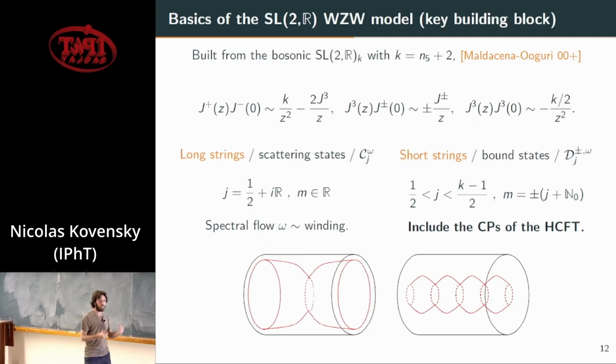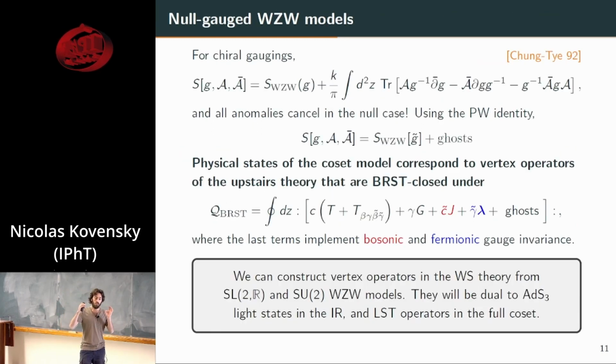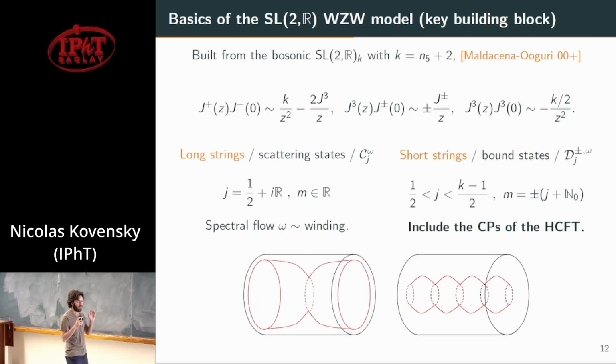Since I need to use the ingredients of the upstairs model, which are SL2R, SU2, and free bosonic and fermionic fields, let me introduce just the basics of what I need. The most important building block here is the Wess-Zumino-Witten model of SL2R, of AdS3. I just have a very short summary of the things I'm going to need. This is how the algebra is defined. These are the types of states that you have.